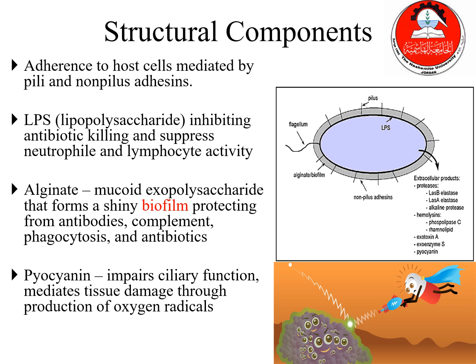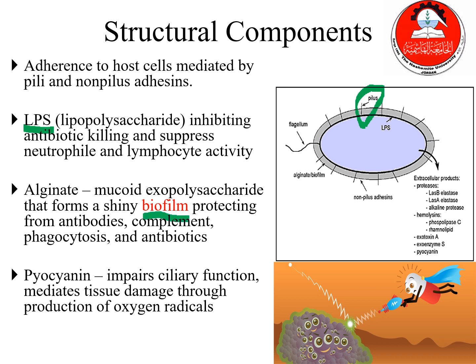What are the structural components in Pseudomonas aeruginosa? First of all, it has the pili, or hair-like tufts, on the surface of the bacteria, and these pili adhere to the host cell and help in attachment of the bacteria to the host cell, especially the ciliated cells in the respiratory tract. Also, the bacteria has an endotoxin, or lipopolysaccharide, which plays a role in inhibiting antibiotic killing and suppresses neutrophil and lymphocyte activity. Also, the bacteria is capable of forming alginate, or what we call biofilm.